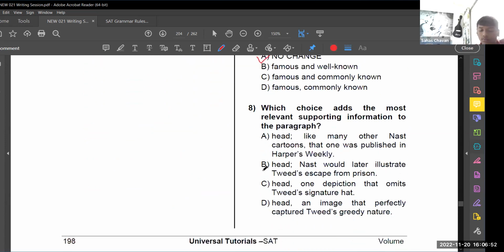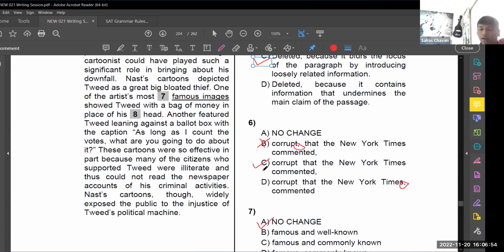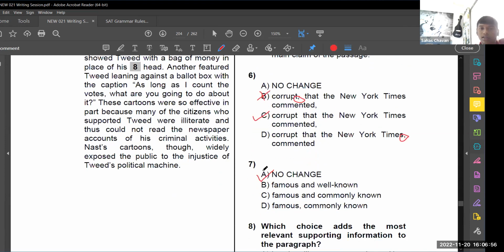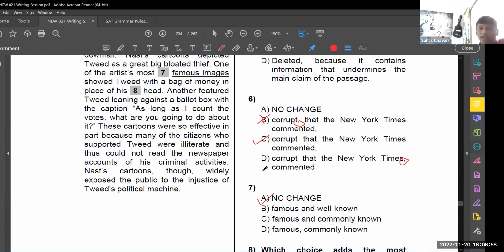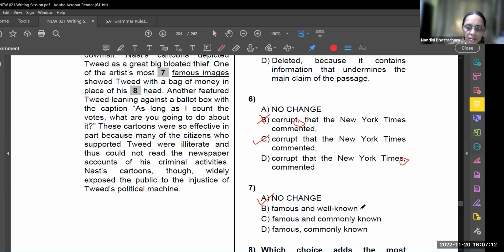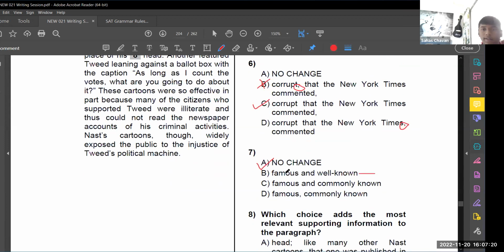Okay, question number 8. Yes? Ma'am, even "the images" is underlined, right? So if we add this, the sentence is meaningless if you don't have "images." No, what can you change over here? Most famous and well-known, maybe "images" could be added over here. But the main thing is, are we changing "famous" or not? Okay.